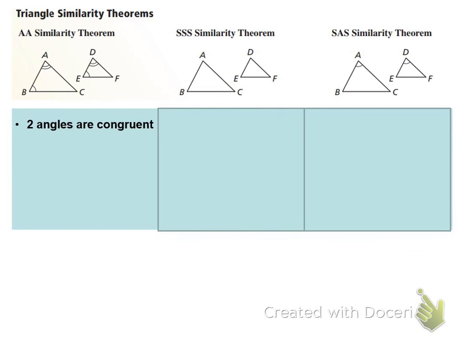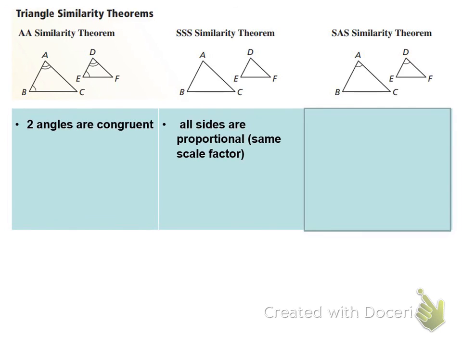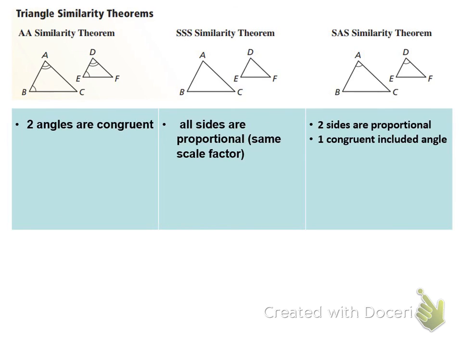For side, side, side, what are you looking for? The sides are proportional. You could just write all sides proportional or however you want to do it. And then last, for side, angle, side, the two sides will be proportional and the angle included will be congruent.